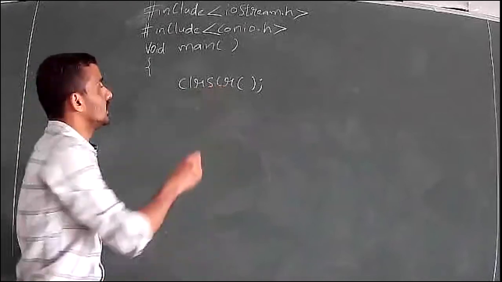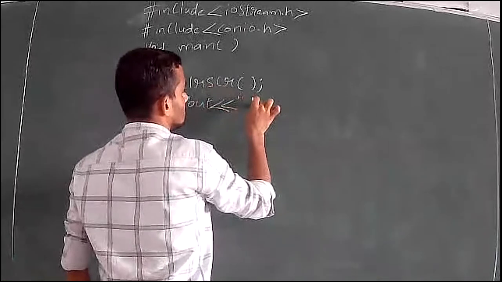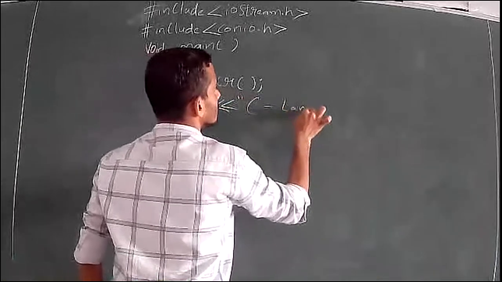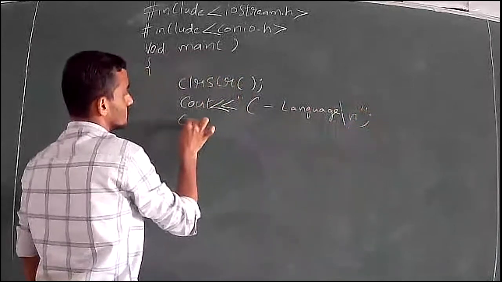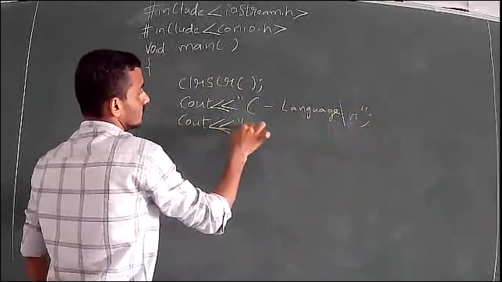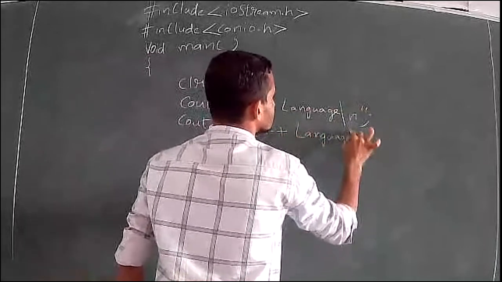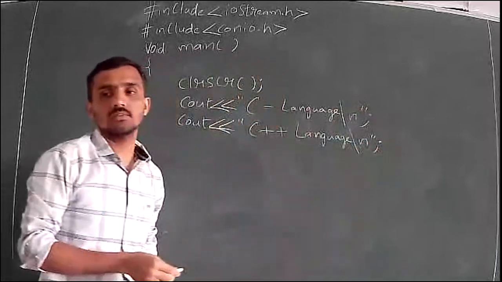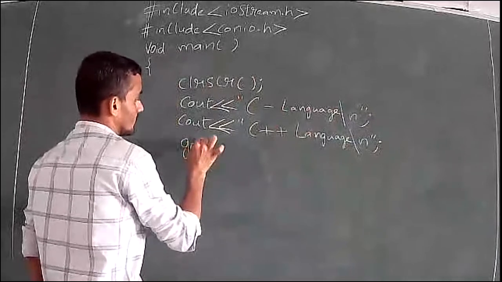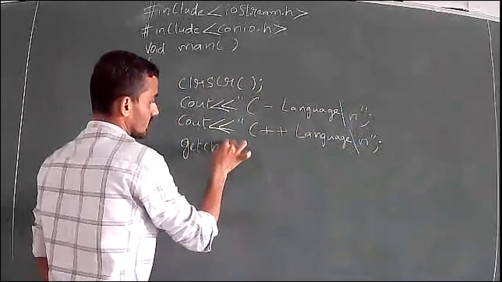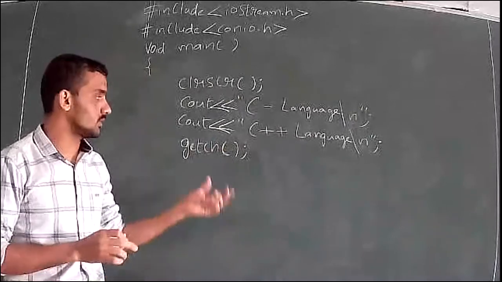Directly write clrscr. Then see, two cout statements are here. Say for example, one statement: C language. One more statement: C++ language. We already discussed this. Then you observe that I will use getch here. Okay. So this is also correct. As I said, it is not a rule that you have to use getch at the end of the program. You can use it immediately also.